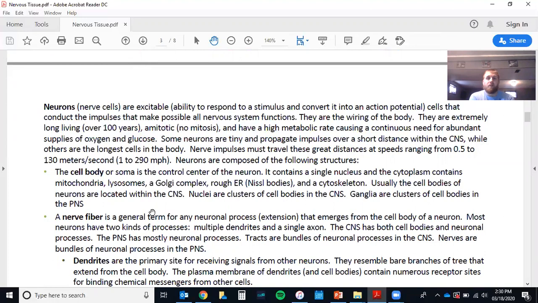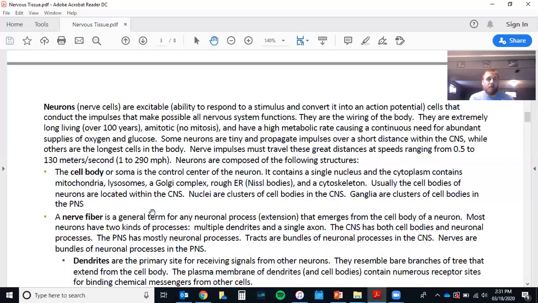And they're described as being extremely long living, living for over 100 years in cases when people do actually survive that long. They're amitotic, which means that they don't go through mitosis, which is cell division, where two cells come from one. So they don't split in half and two cells come from the original one, which explains why they need to live so long, because we have what we have and we don't make more, essentially.